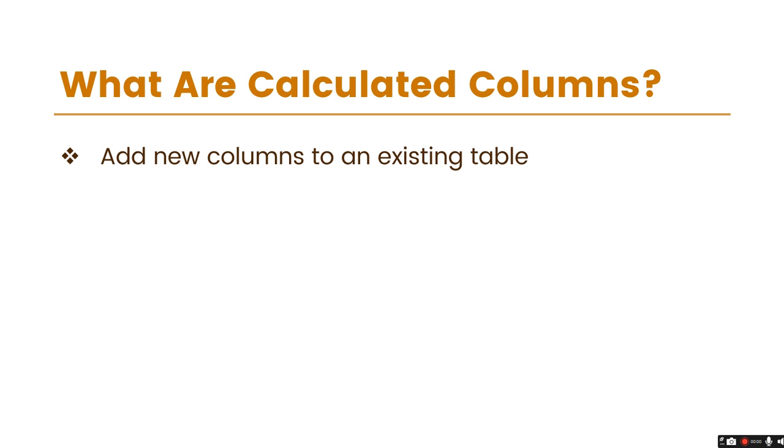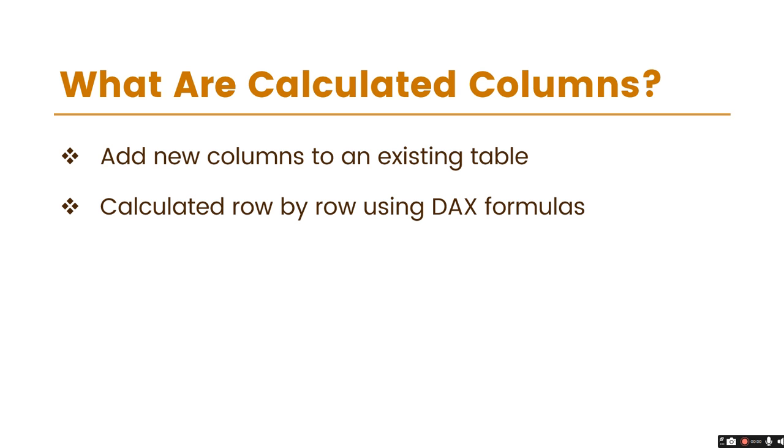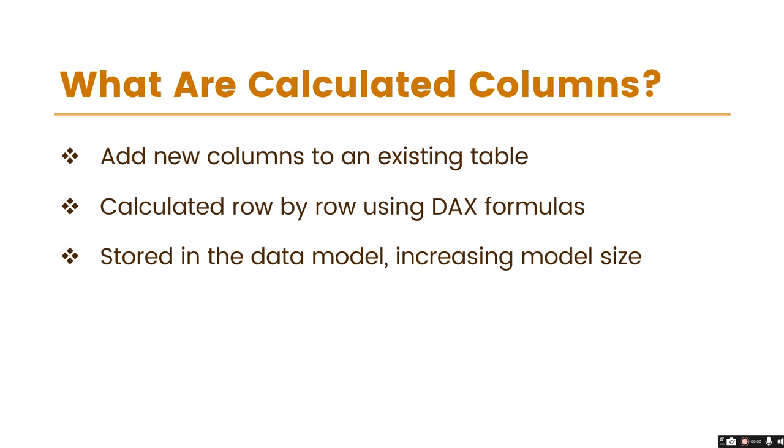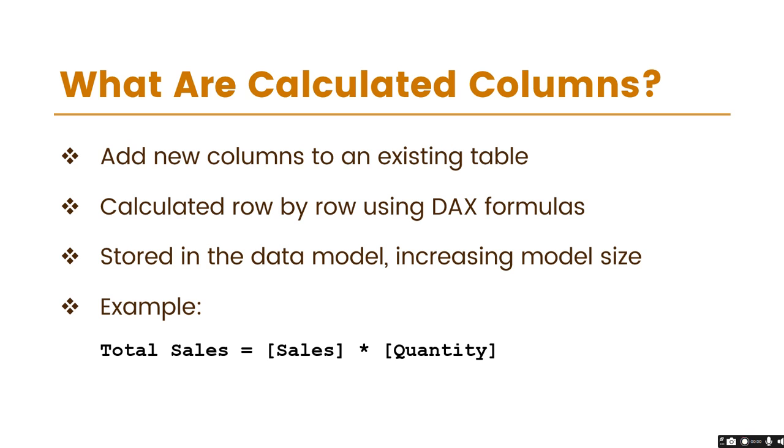First, let's talk about calculated columns. Calculated columns are additional columns that you can add to your existing tables using DAX formulas. They are calculated for each row in the table and are stored in your data model. For example, if you want to calculate total sales, we can use the columns sales and quantity, and create a new calculated column to get total sales. While they're useful for row-based calculations, they can increase your model size, so you have to use them wisely.